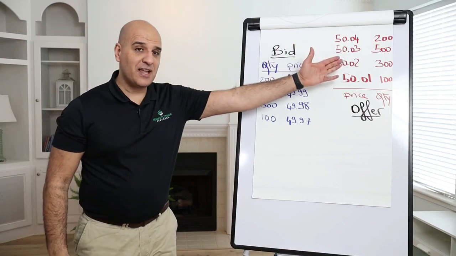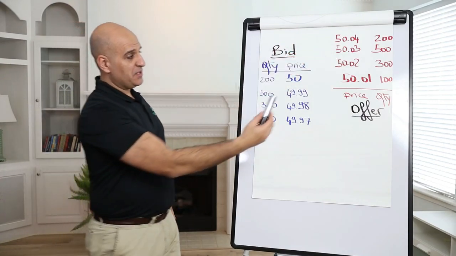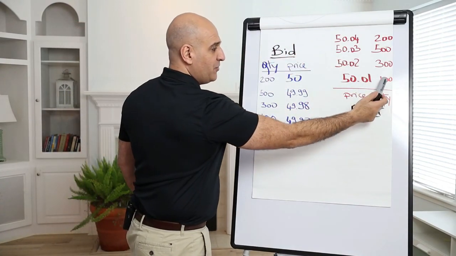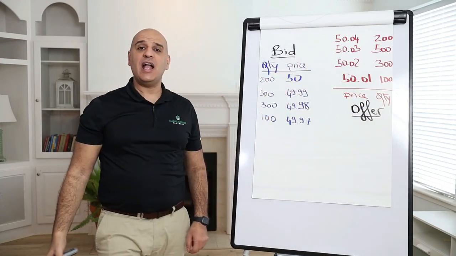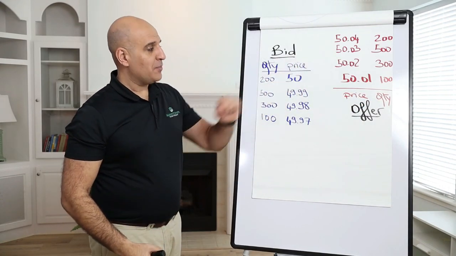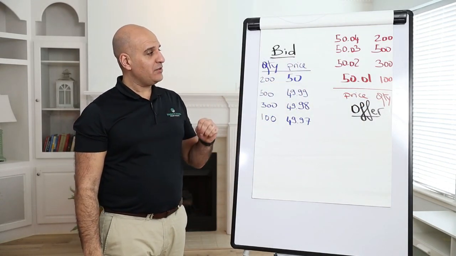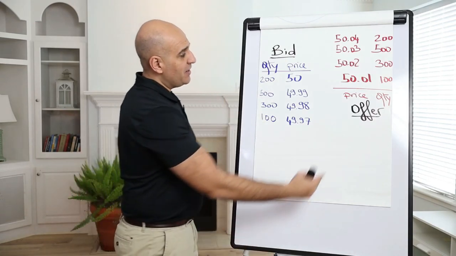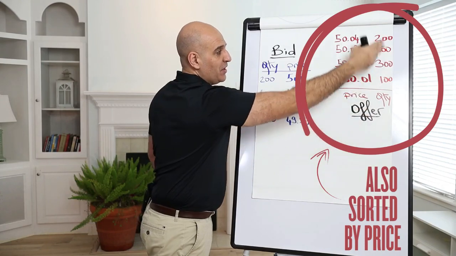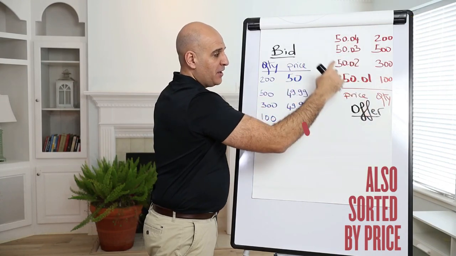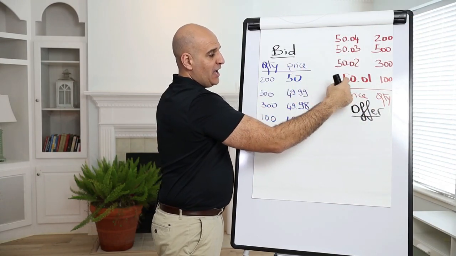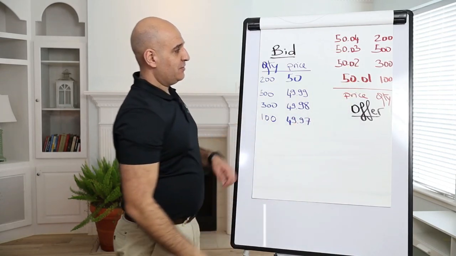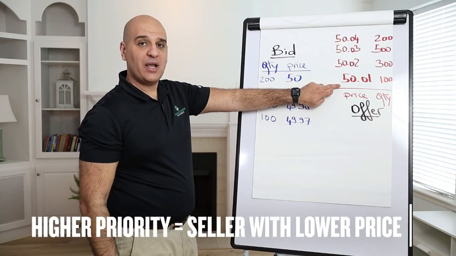It's exactly the same on the opposite side. Somebody is willing to sell 100 shares at $50.01. Somebody is willing to sell 300 shares at $50.02. Notice again, the prices are sorted here, the quantities don't matter. If I'm willing to sell at a lower price than somebody else, I have the priority.